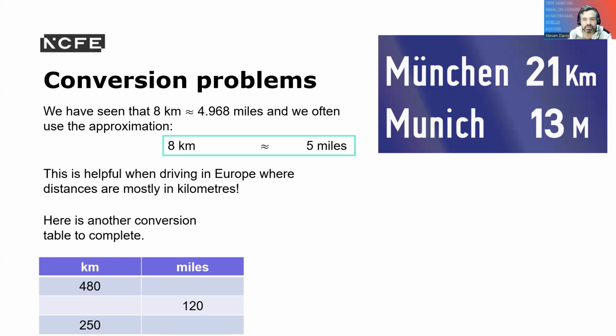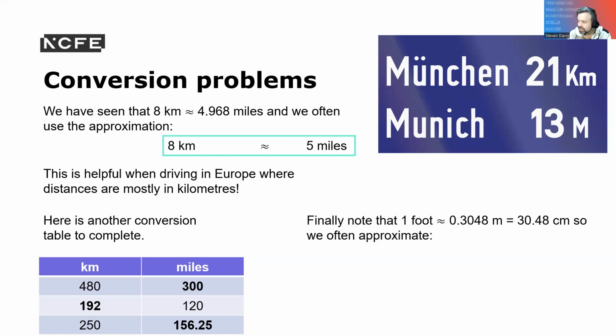So conversion problems then. We've seen that 8 kilometers is roughly 4.968 miles, and we often use approximation. So 8 kilometers is approximately 5 miles. That's what we just said. This is helpful when driving in Europe, when the distance is all in kilometers. Here are the conversions, so again, you can just see those conversions on there.